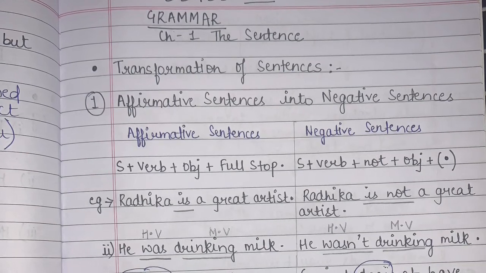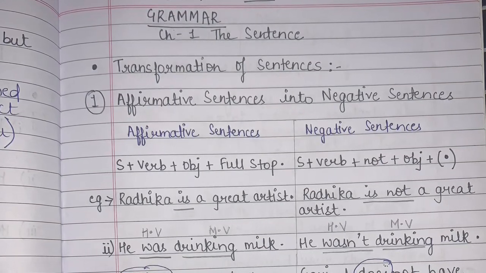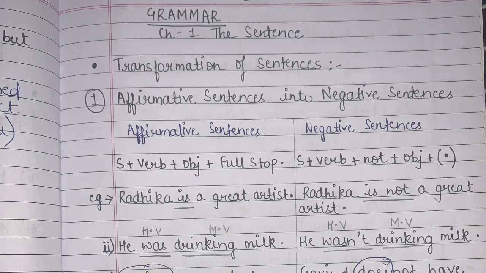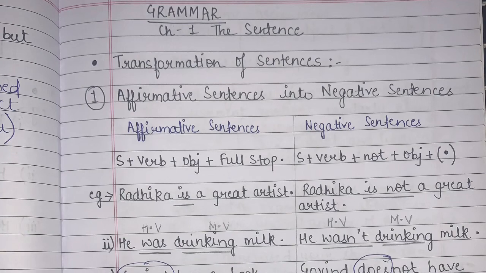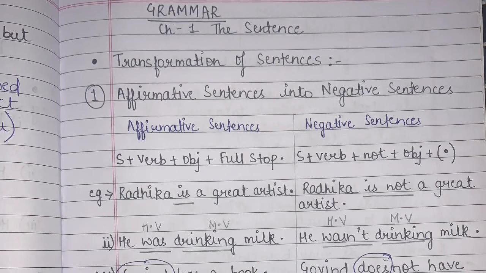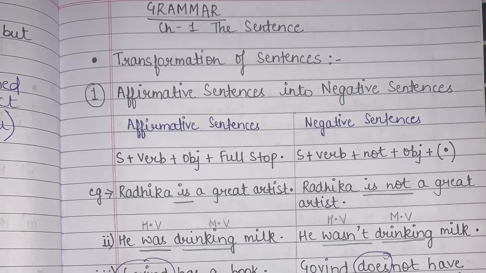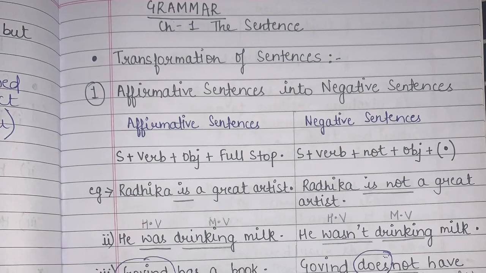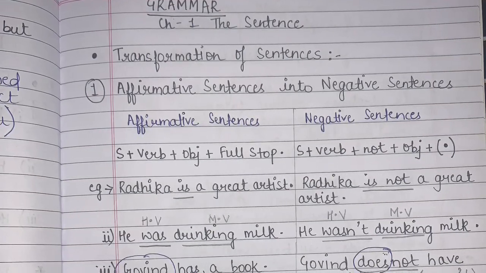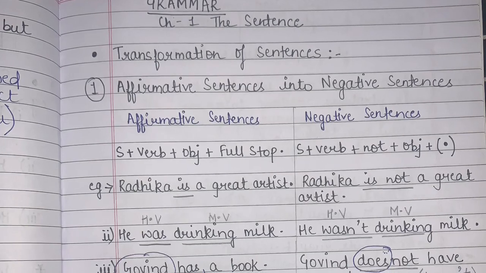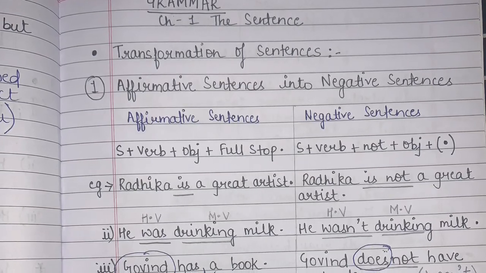So students, first of all, we have affirmative sentences, right? So you all know what are affirmative sentences? Affirmative sentences are simple sentences, okay? The one which tells us about the information or about any fact. So we have to learn how to change affirmative sentences into negative sentences, okay?